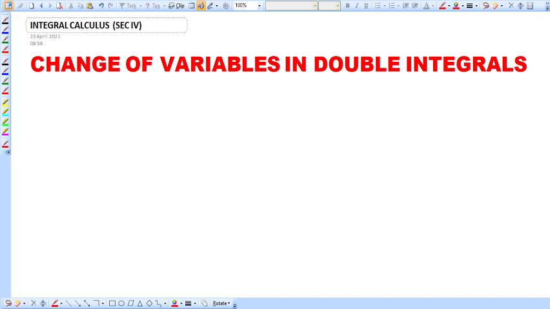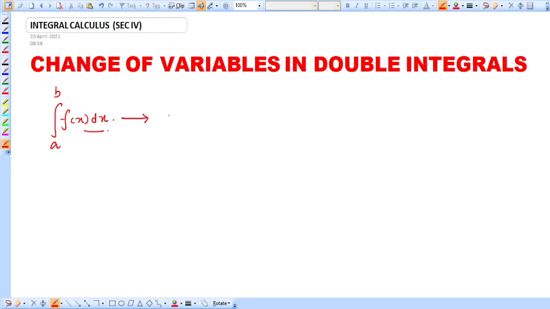In this video, we are going to see how to change the variables in double integrals, right? We have already seen change of the variables in a line integral, that is, a single integral. So if we talk about changing the variables in a single integral, how do we change the variables there? See, if we have a line integral from a to b of f(x) dx, how can we change the variables in this case?